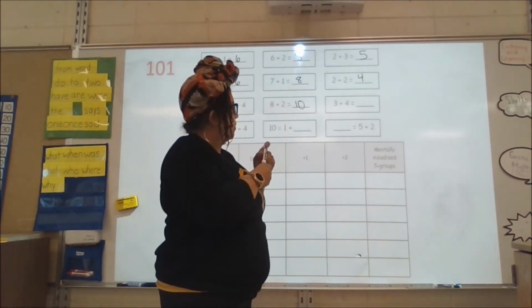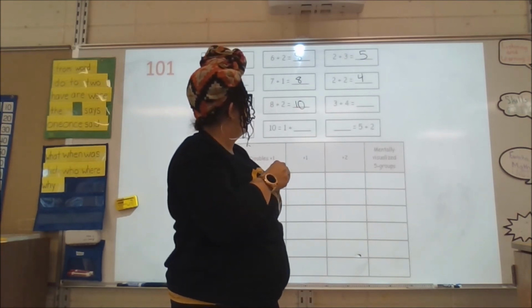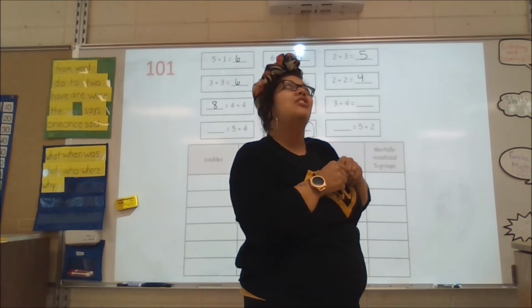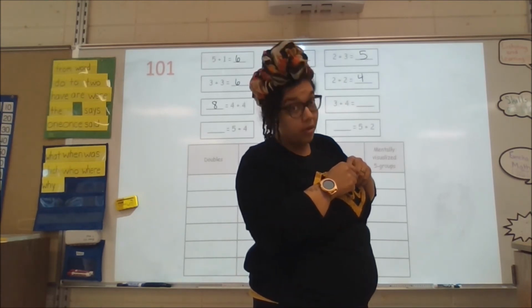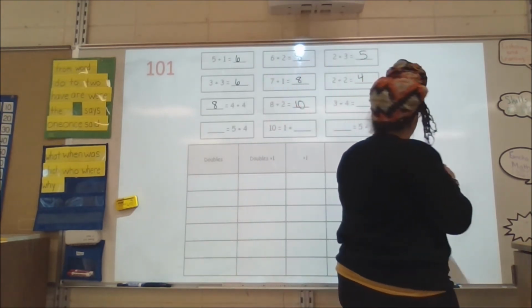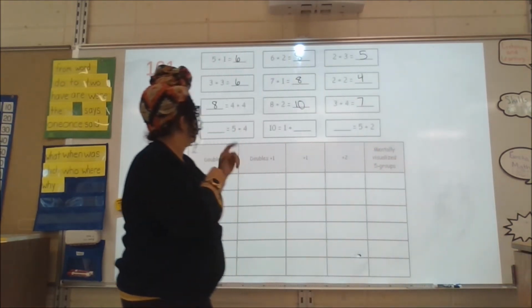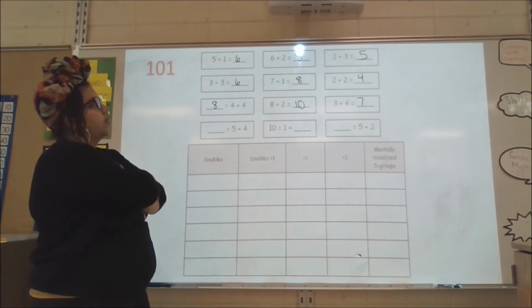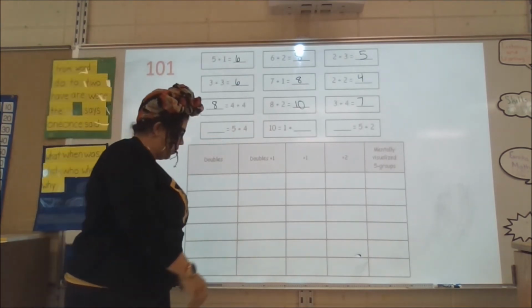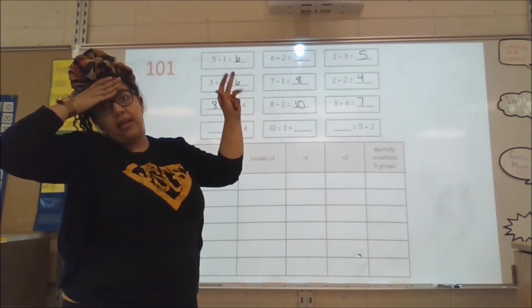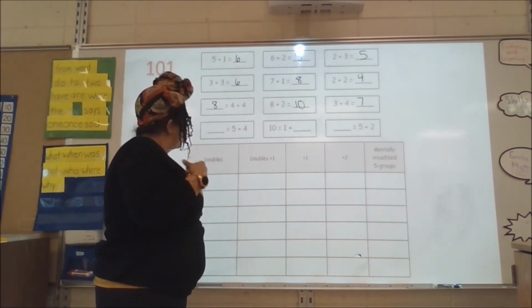How about 3 plus 4? What is 3 plus 4? Well, if 3 plus 3 is 6, 3 plus 3 plus 1 more is 7. Good job. All right, so what is equal to 5 plus 4? Okay, let's start with 5, 6, 7, 8, 9. 5 plus 4 is 9.